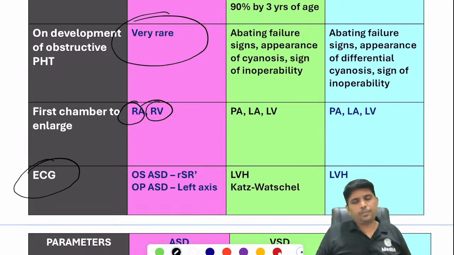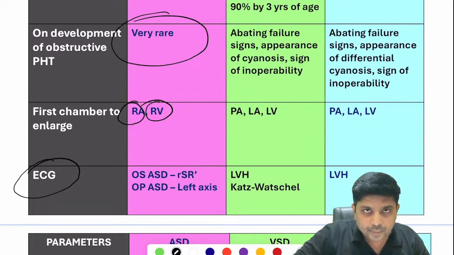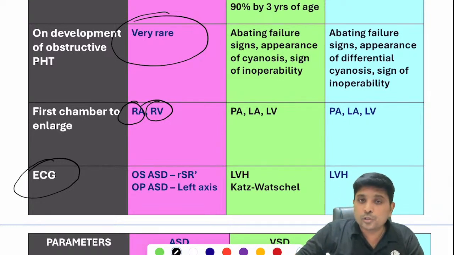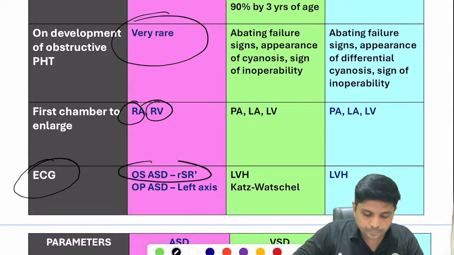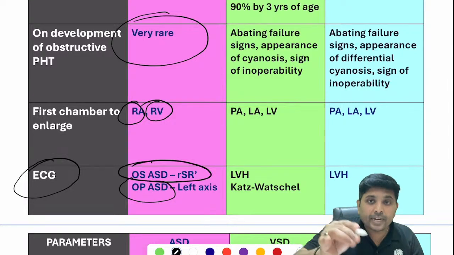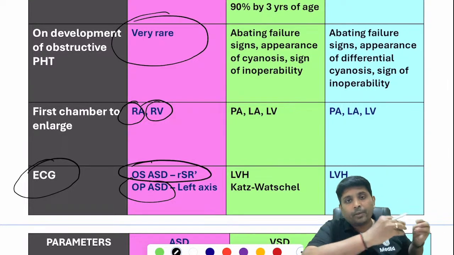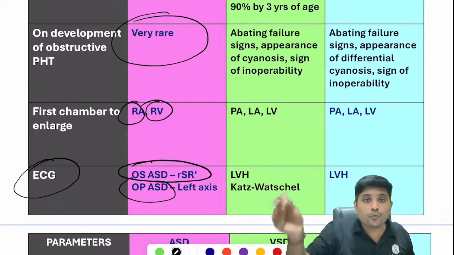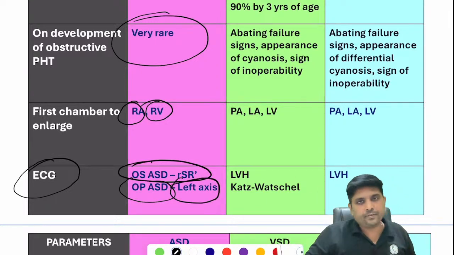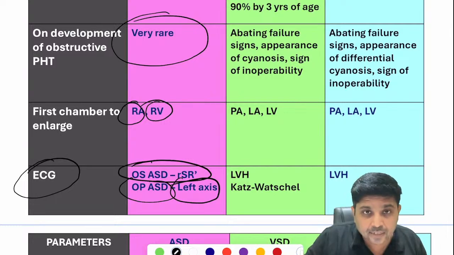What is the ECG pattern? The most common type is right ventricular hypertrophy. That is, the most common type is ostium secundum. Whereas in ostium primum, there is a cleft mitral valve. So there is a mitral regurgitation leading on to volume overload of the left ventricle. So you will get left axis deviation.